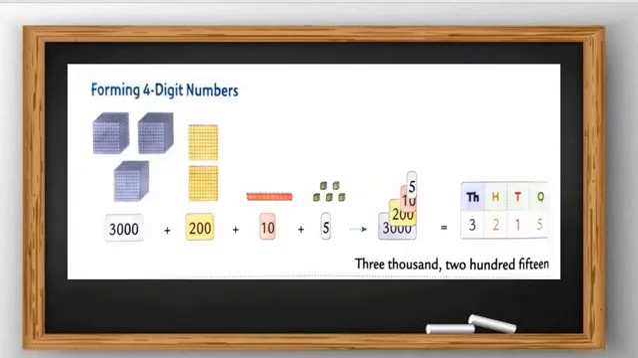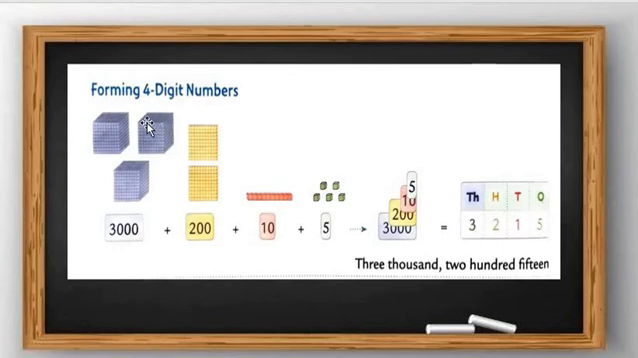Forming a 4-digit number. How can we form it? Means how can we make a 4-digit number? We have a break here. Make a 4-digit number here. A one digit means a ones place, then this tens place, this hundreds place, and this thousands place.